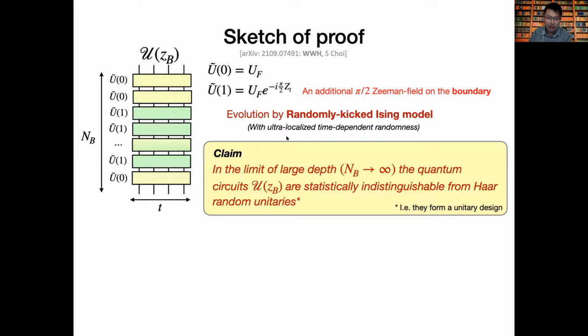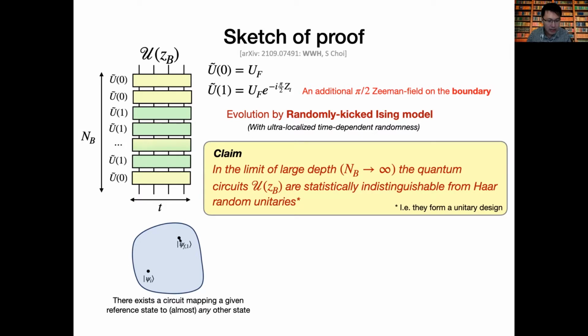So the claim we make in our paper, and we prove this in our paper, is that if we look at the limit of large depth of this quantum circuit, it turns out that these quantum circuits, if you consider them as a whole, are statistically indistinguishable from Haar random unitaries, i.e. they form a unitary design. And more prosaically, what that means is that if we start out with any, say, reference state in the many-body Hilbert space, and we're trying to go to a different state here, you can always find a ZB that maps you from this state to this state.